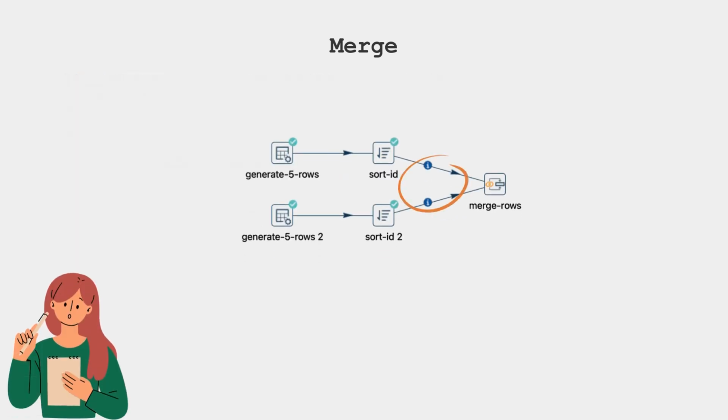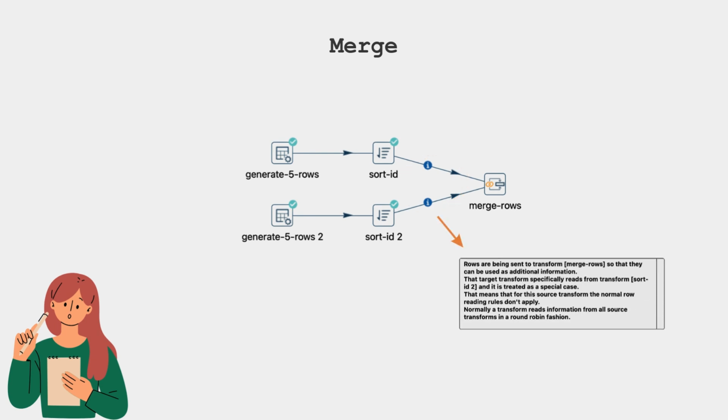Hovering over the visible blue info icon shows this message. The message indicates that rows are sent to the merge rows transform to serve as additional information. Additionally, it mentions that the target transform sort ID 2 is treated as a special case and that the standard reading rules don't apply in this case. How does this work in practice?